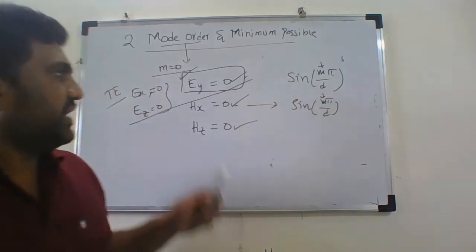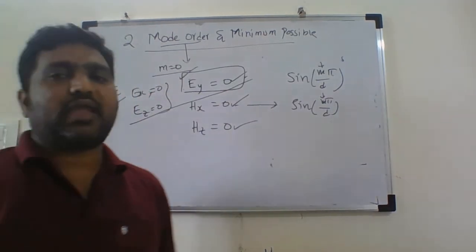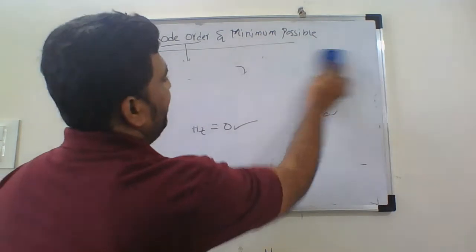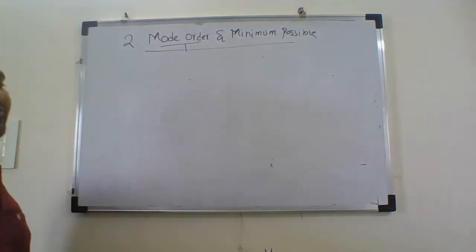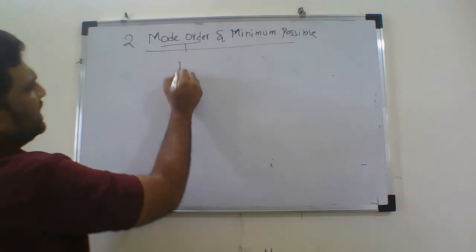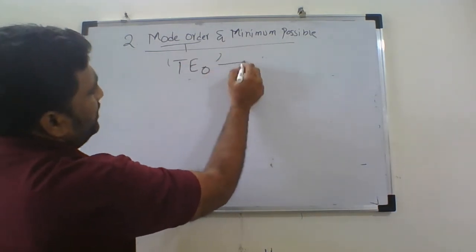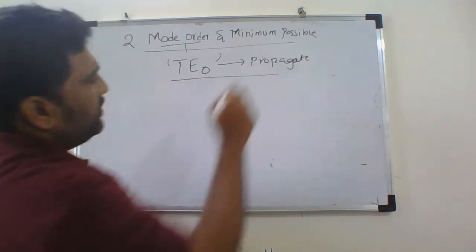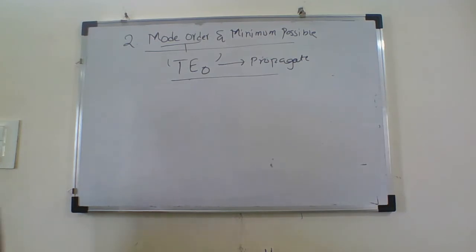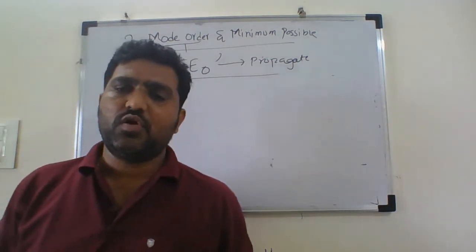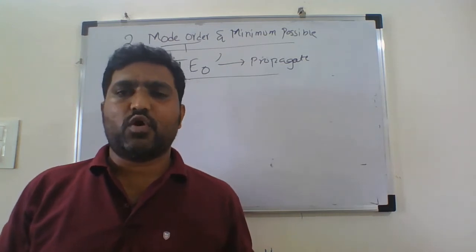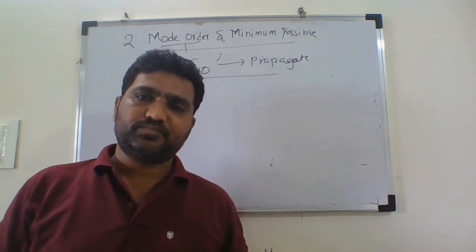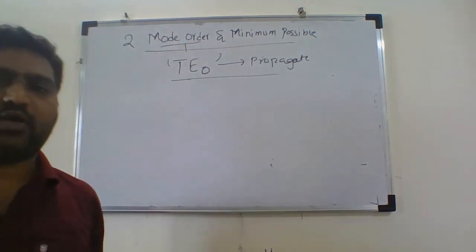Therefore m equal to 0 cannot exist in case of TE waves. We will not get any wave propagation when the order of the wave is 0. That is, the TE0 wave cannot propagate through the waveguide. This is the most important conclusion. It is possible to get m equal to 0, but we will not have any field components, so the wave cannot propagate through the waveguide if m is equal to 0. That is a very important point.